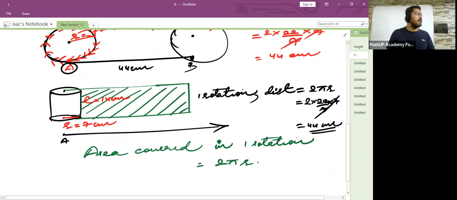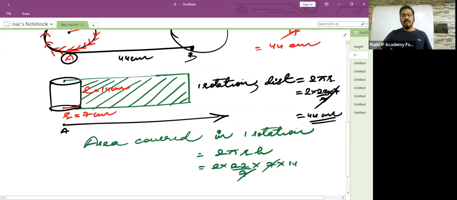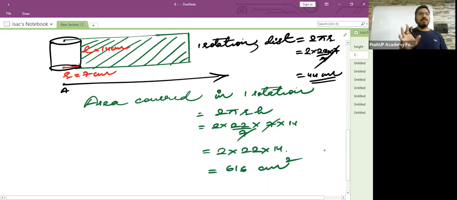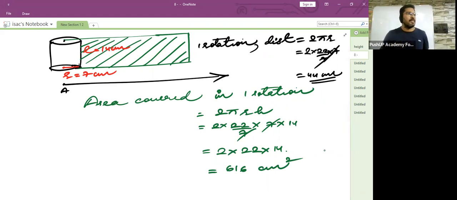And what is the formula? 2 pi rh, which is equal to 2 into 22 by 7 into 7 into 14, isn't it? 7 and 7 get cancelled. So you get 2 into 22 into 14. How much should it be? 616 centimeters square. Understood? If you have understood this logic, now you can easily solve the sum. Any doubt?